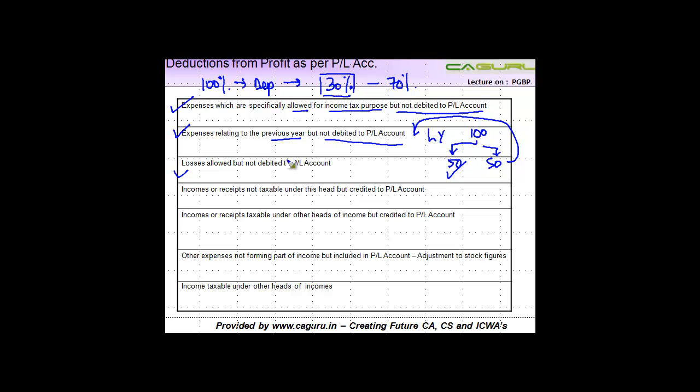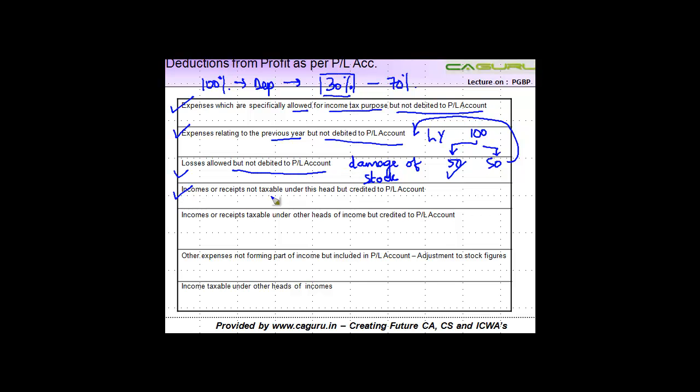Third, losses allowed but not debited to the profit and loss account. Okay, so if some stock is damaged, damage of stock, that's a loss to the business. But if, let's say, for example, you haven't debited it to the profit and loss account, then while making your income tax deduction, you will reduce it.